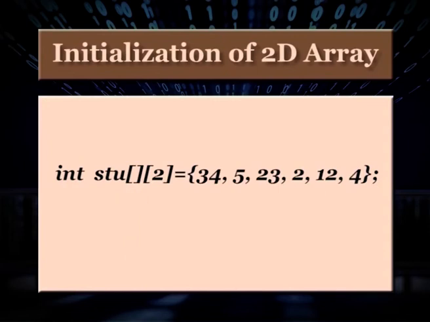If the array size is not known, even then we can initialize the array as shown on the screen. But in such cases, the column dimension is necessary while the row dimension is optional, as in the above case where the row size is not fixed while the column size is fixed as 2.